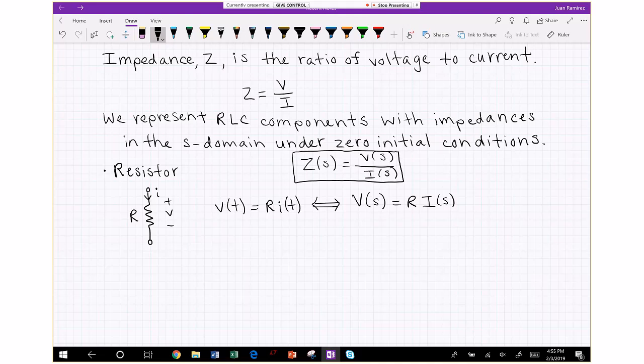So we're going to solve V equals RI such that we look at V over I. So I divide by current on both sides and I end up with R equal to V of S over I of S. That is what I will call my impedance for a resistor. It's equal to R.